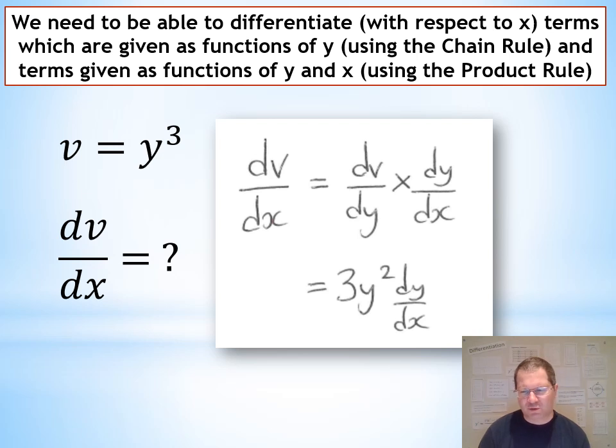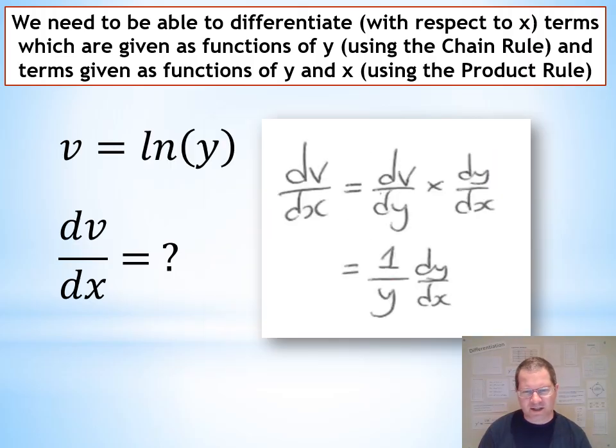So we can set up a chain rule. So dv by dx equals, now we can work out dv by dy, so that means we need to times it by dy by dx in order that the dy's cancel, and we're left with dv by dx. dv by dy is 3y squared. We can't do anything with dy by dx, so we're left with the fact that dv by dx is 3y squared dy by dx.